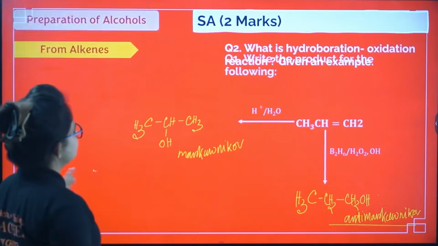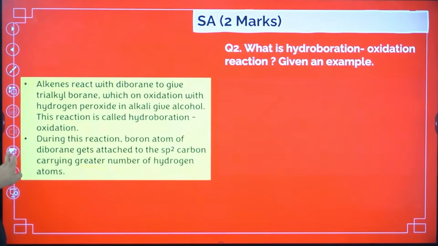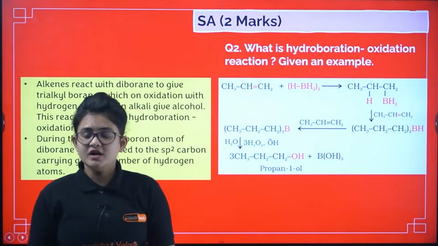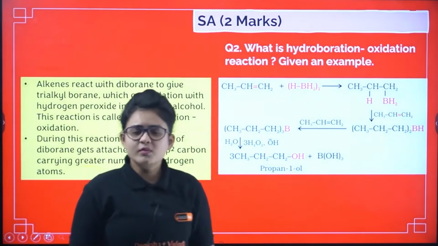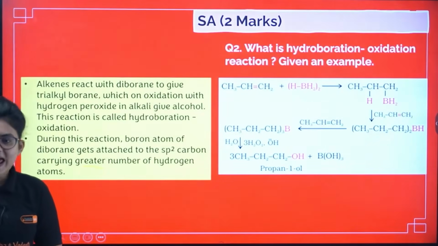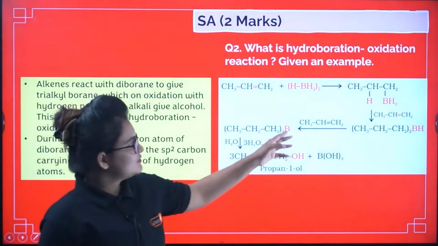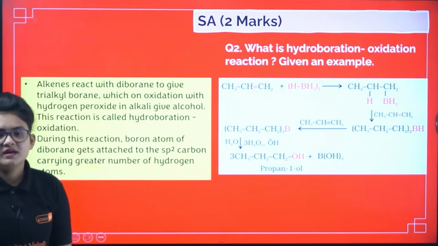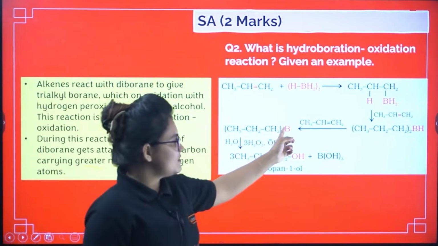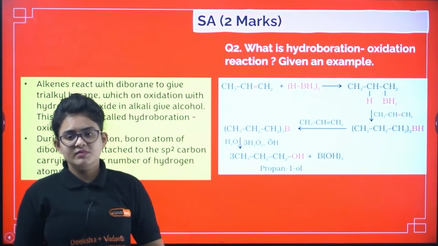That's it. Let's proceed. What is the hydroboration oxidation reaction? Give an example. Here you can see, if you have an alkene unit and treat it with B2H6 or diborane, followed by hydrogen peroxide in alkaline medium, it gives you the alcohol. That is the hydroboration oxidation reaction. The boron atom gets attached to the sp2 carbon and the reaction continues until all hydrogens are replaced by alkyl groups. Then if you treat it with H2O2 in OH minus, it will be converted to the alcohol.